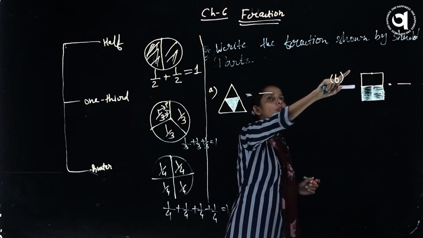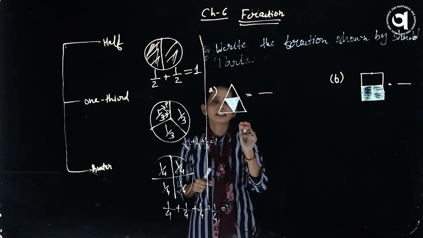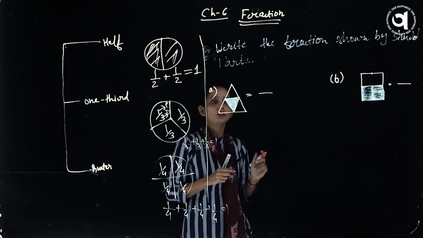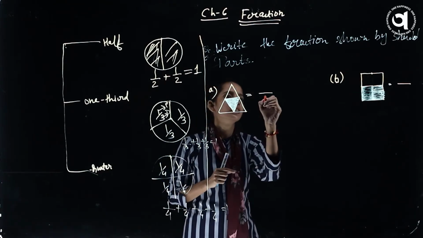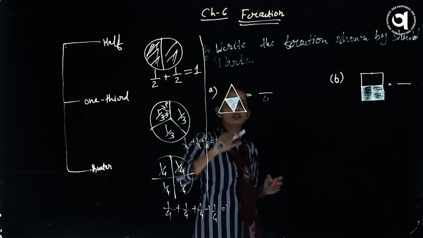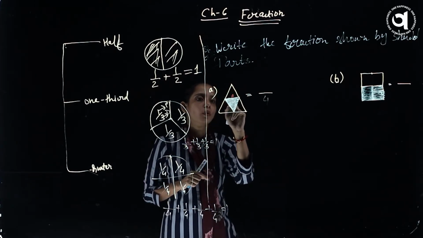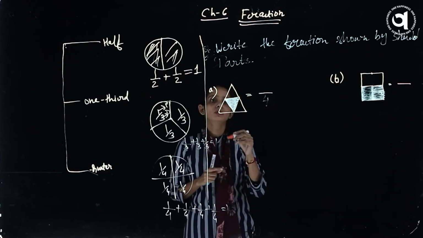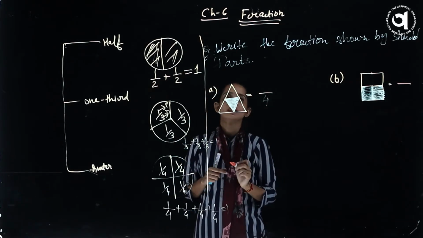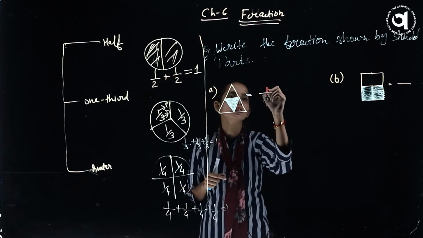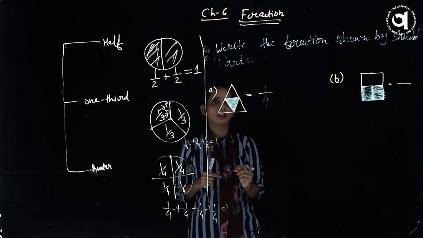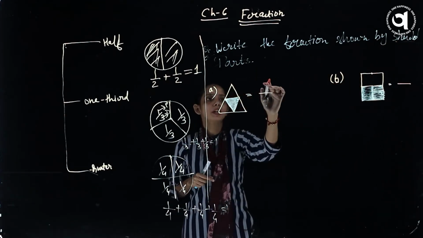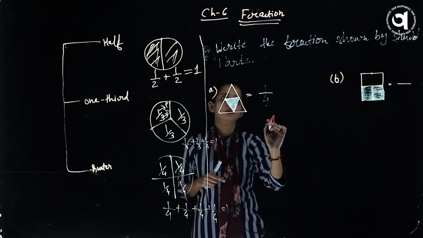Now let's take one example. Write the fraction shown by the shaded part. Here you can see, how many parts do you see here? 1, 2, 3, 4. So the total parts are 4, which is known as our denominator. This object is divided into 4 equal parts. 1, 2, 3, 4. So our denominator is 4. And now how many parts do you see colored here? Yes, here one part is colored. So it is known as the numerator. So if I represent this as a shaded portion, one part is colored out of 4.